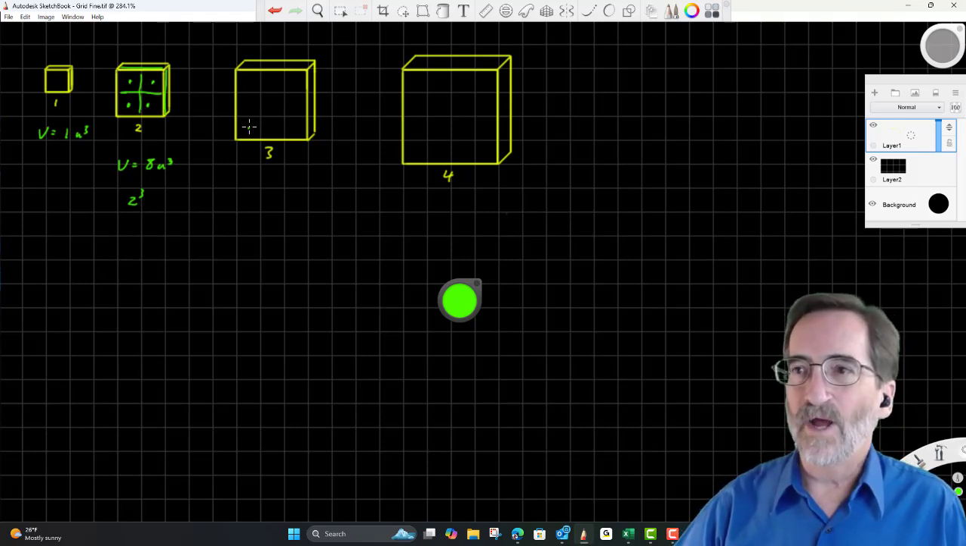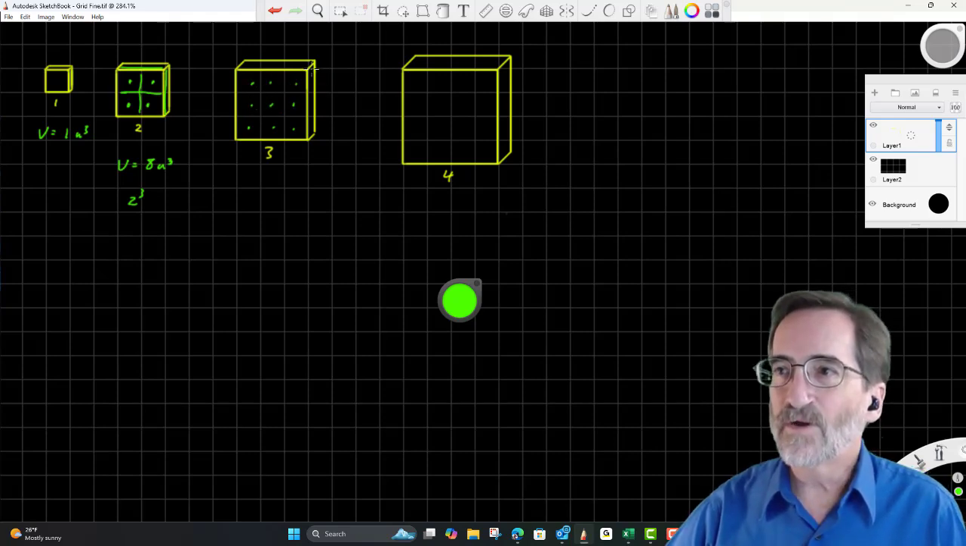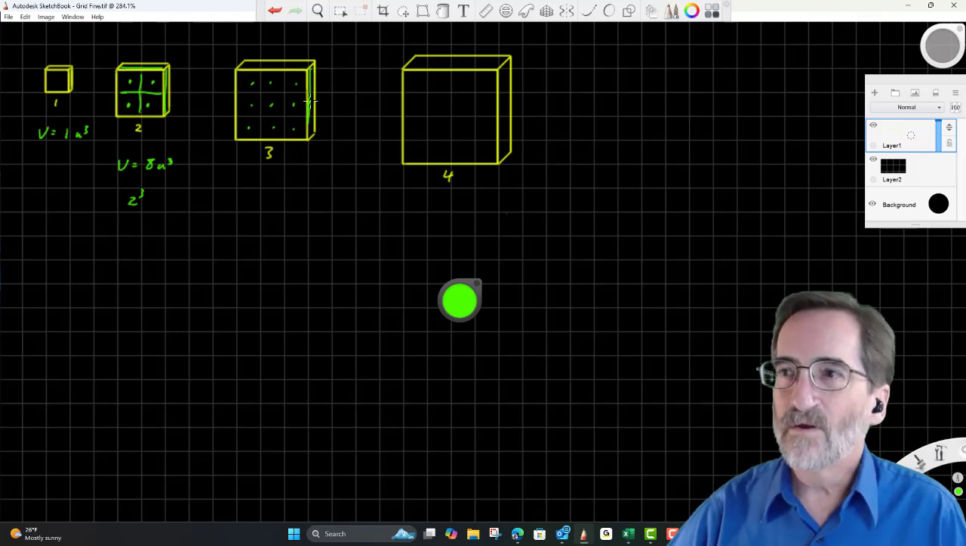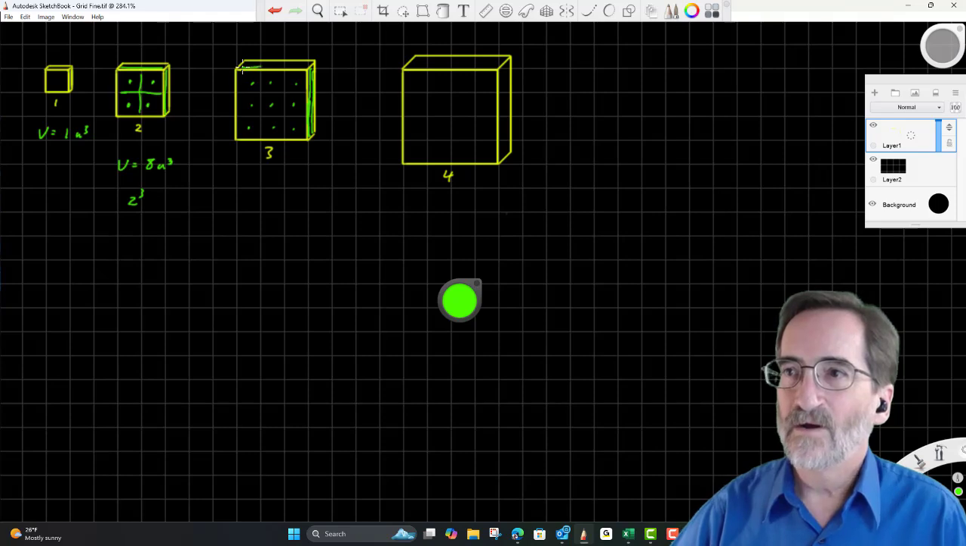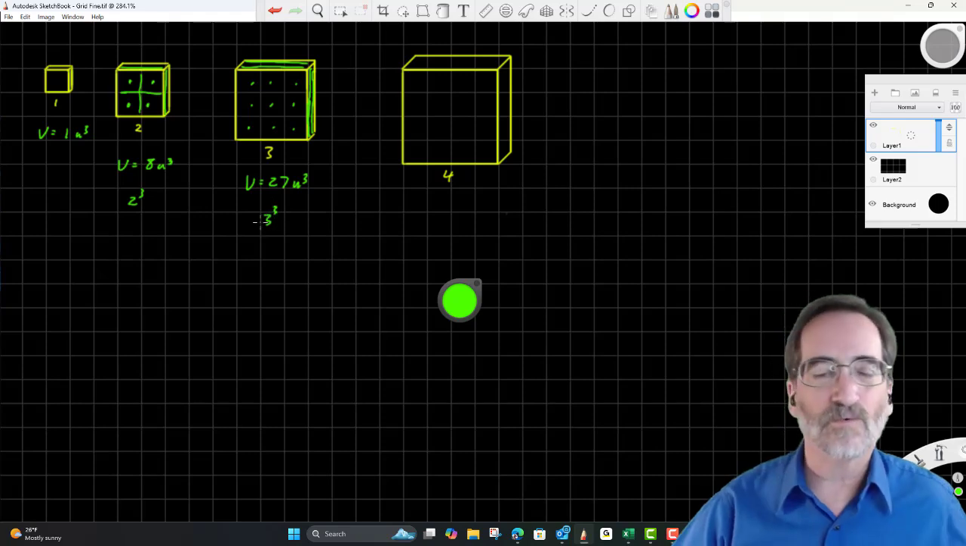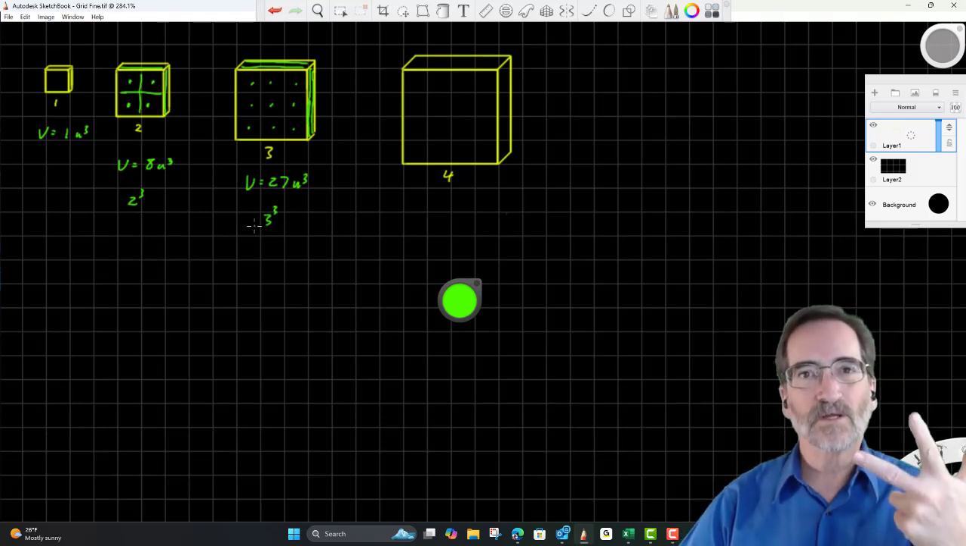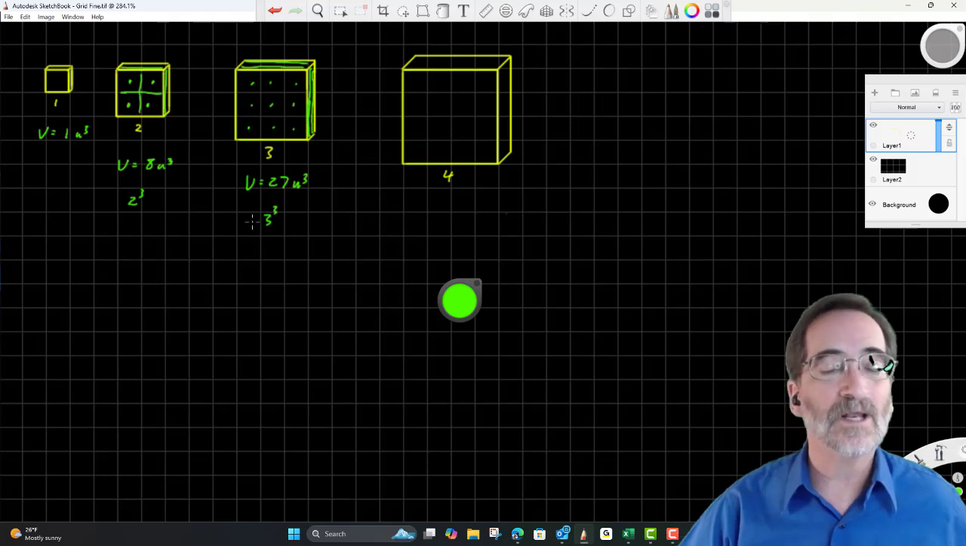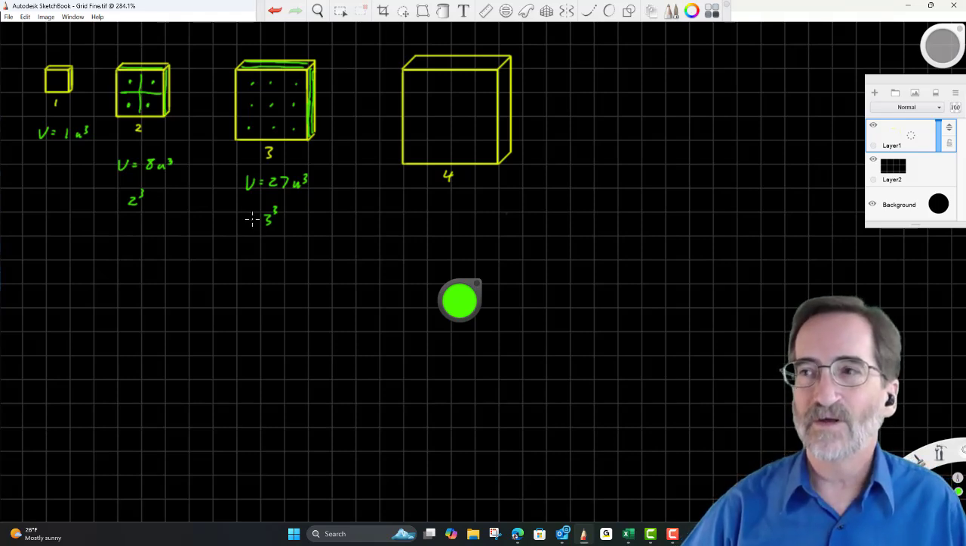Here we have, as you can see, 1, 2, 3, 4, 5, 6, 7, 8, 9, but there are 3 layers of 9. So 3 times 9 is 27. The volume here is 27 units cubed, or 3 to the 3rd power. 3 times 3 times 3: 3 times 3 is 9, 9 times 3 is 27.